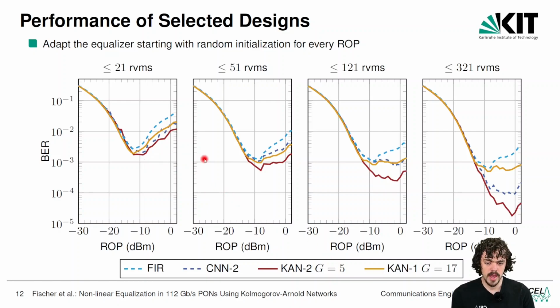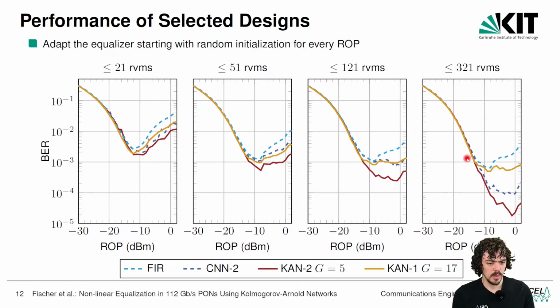We see that if we don't have a large computational budget, if we only have 21 RVMS, the relative performance between the analyzed methods is quite close. However, once we increase our computational budget to 321 real-valued multiplications per symbol, we can see that there is quite a performance gap between the best performing model, the CON, and the worst performing model, the FIR filter. We can also observe that all the nonlinear equalizers were able to outperform the FIR filter, showing the importance of nonlinear equalization for this task, especially because the linear equalizer performance saturates at around 121 RVMS, since by increasing the computational budget to 321 RVMS, its performance doesn't change much.